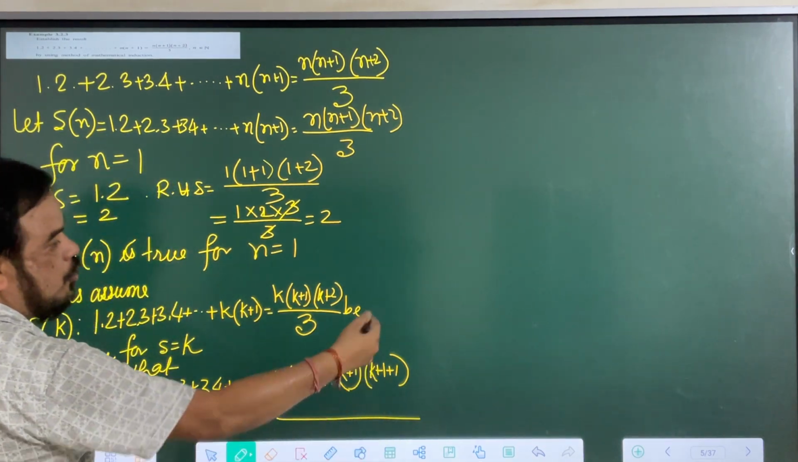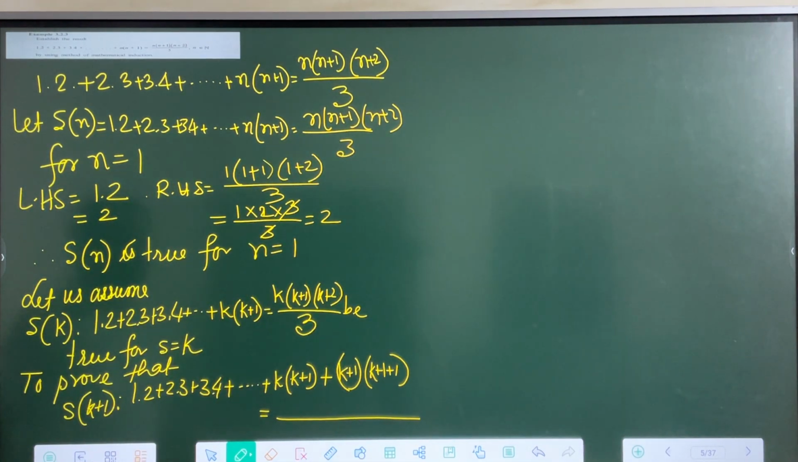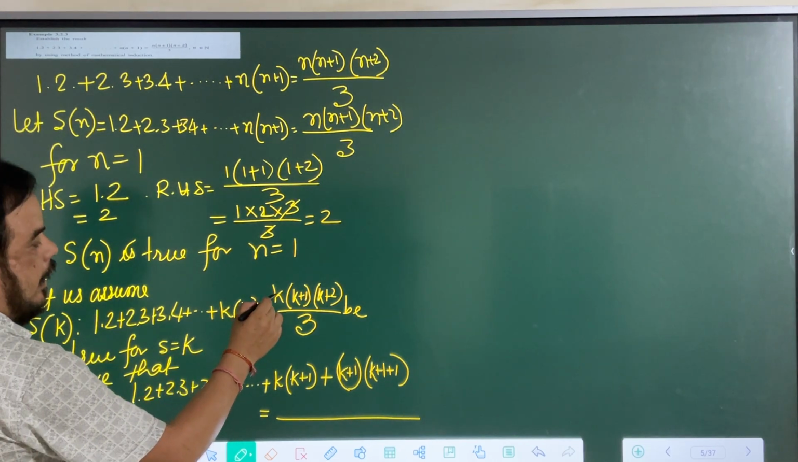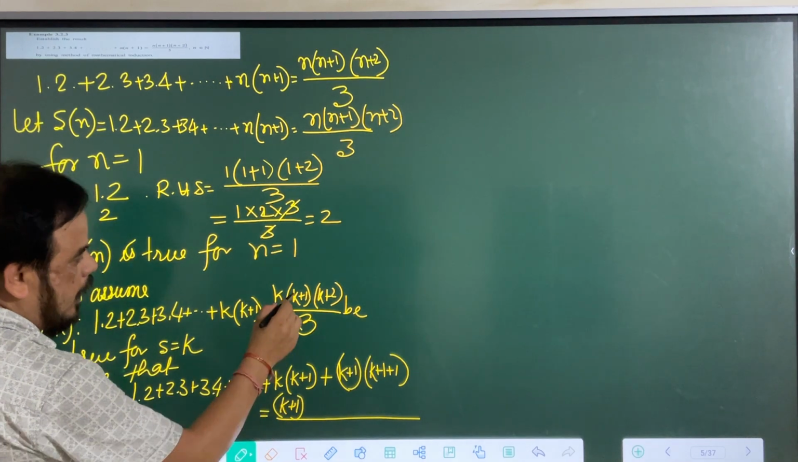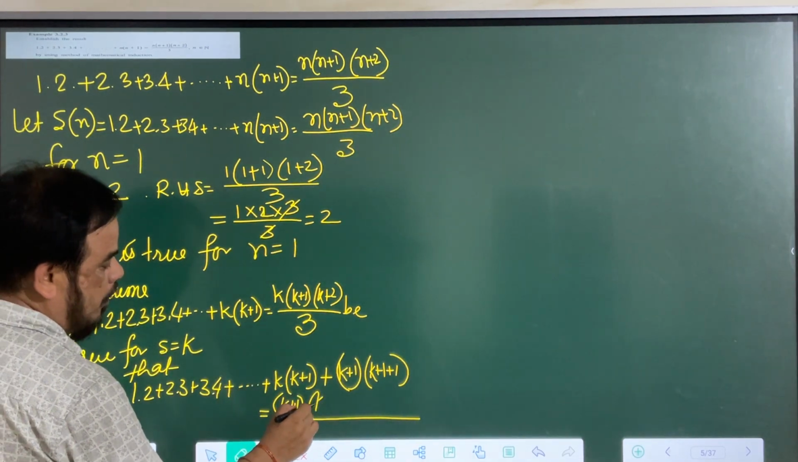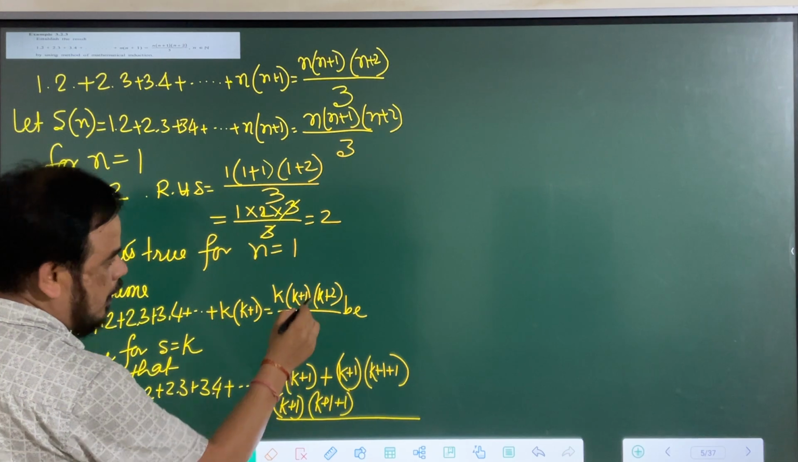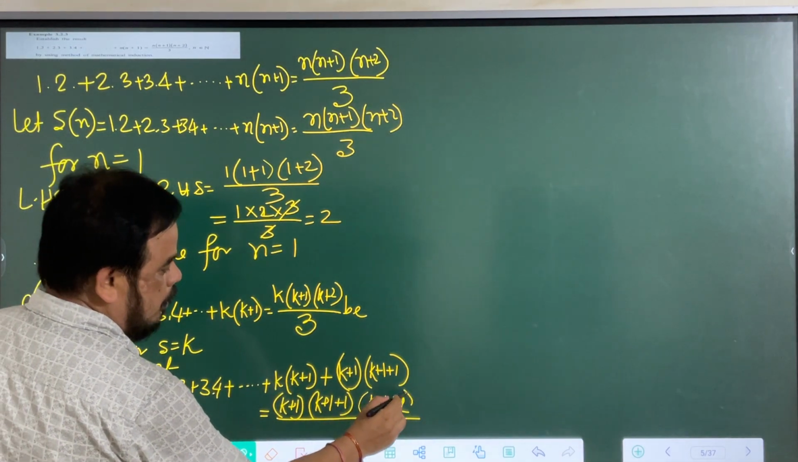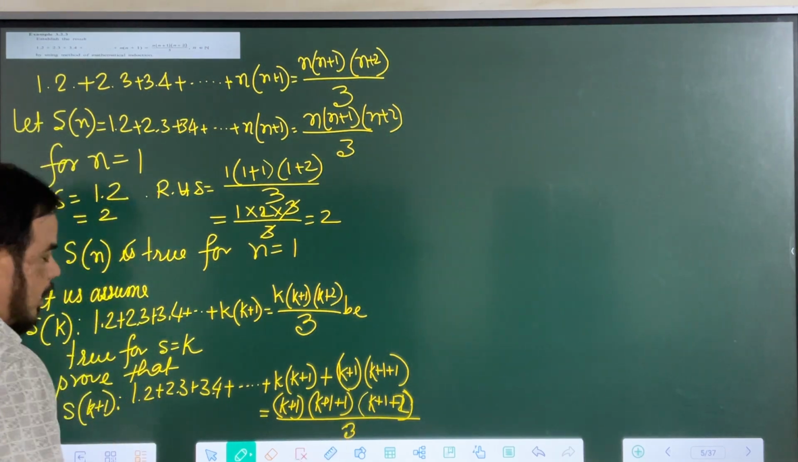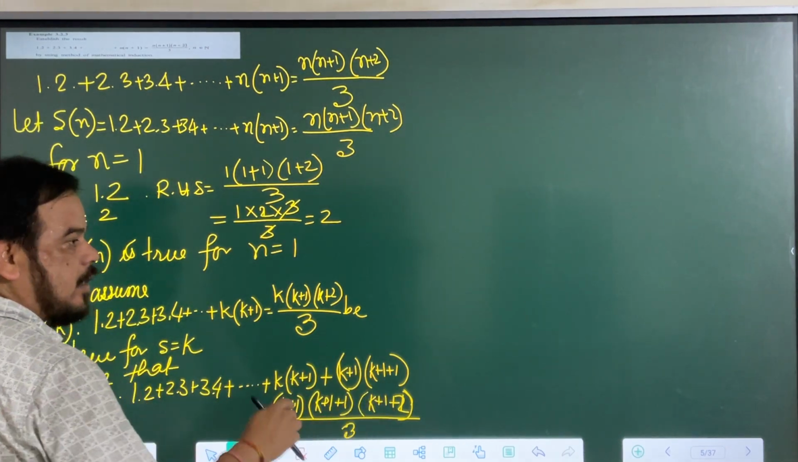let me write here because there will be no space. Equals to k will be k plus 1, correct? K plus 1. Again bracket k will be k plus 1. Again plus 1. K plus 1 plus 2 by 3. This is left hand side and this is right hand side. We have to prove now.